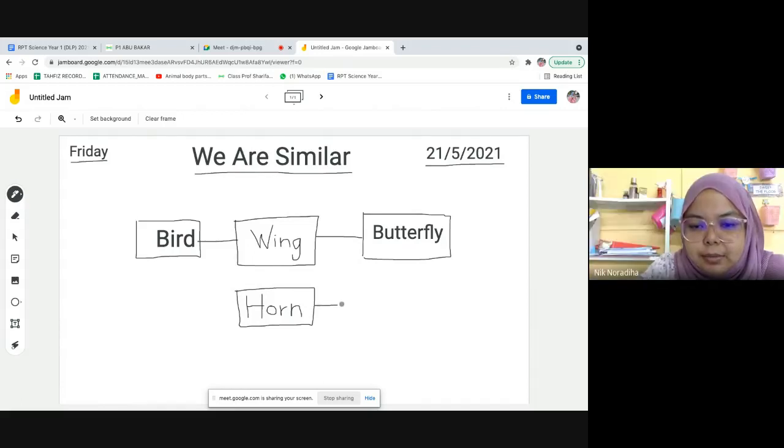Okay, so animal that has horn. Khalif, can Khalif turn on the microphone? Khalif.